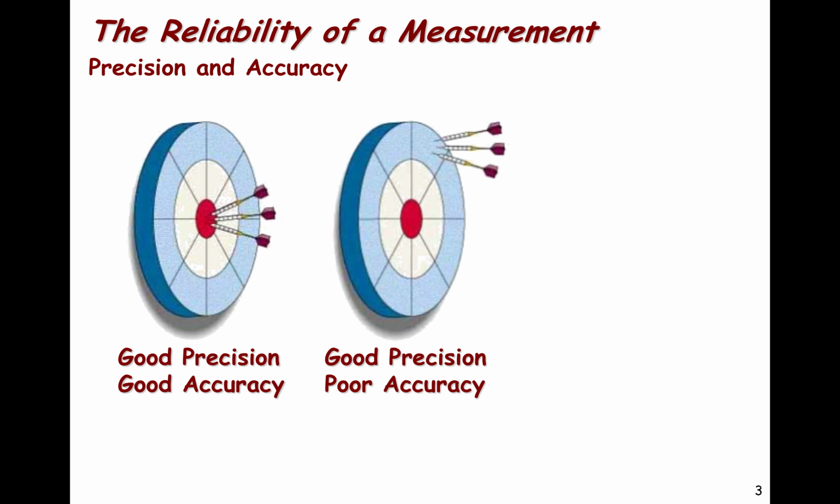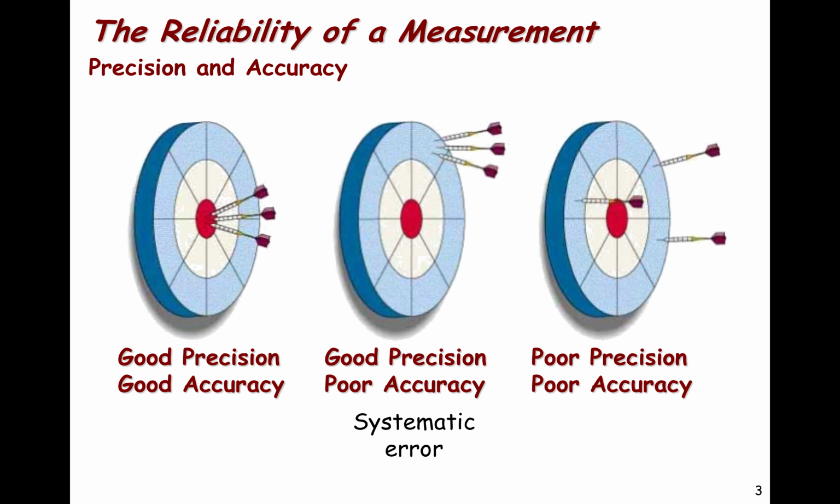In the second example, now all of the darts are very close to one another, but the average is not in the center of the target. So this person still throws very consistently, but for some reason is not hitting the target. Perhaps there's some mechanical reason for this, and this would be what is sometimes referred to as a systematic error. So this is a very precise result, but poor accuracy.